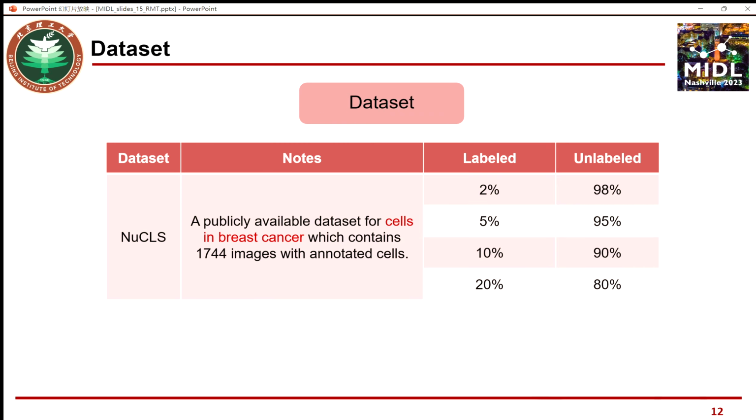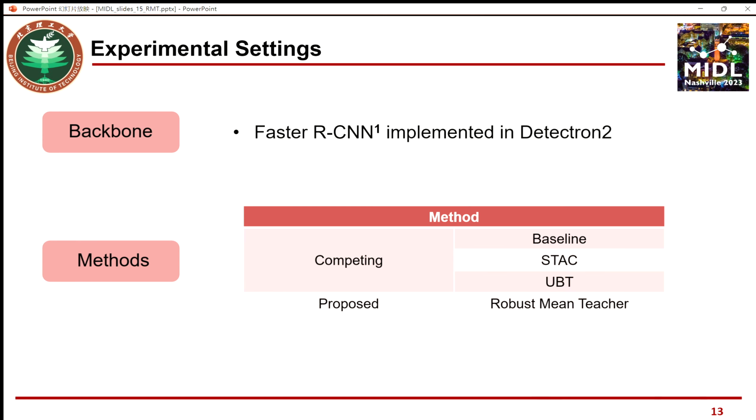To evaluate the proposed method, experiments were performed on the corrected single-rater subset of the publicly available NuCLS dataset that aims to detect multiple types of cells in breast cancer, which consists of more than 1,000 images with annotated cells.